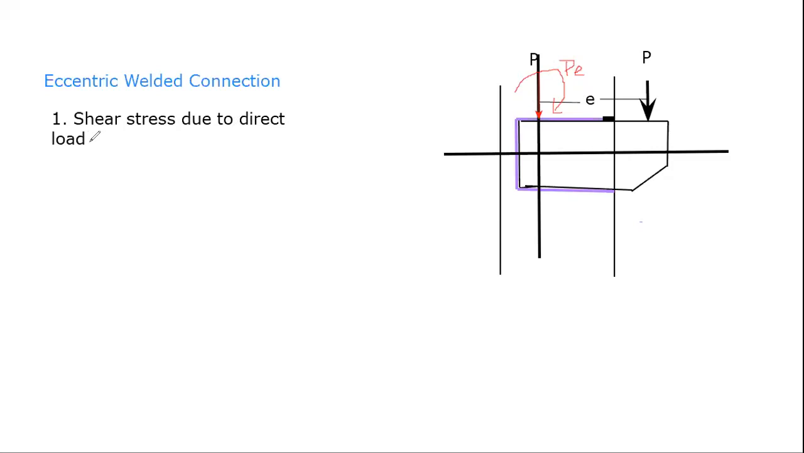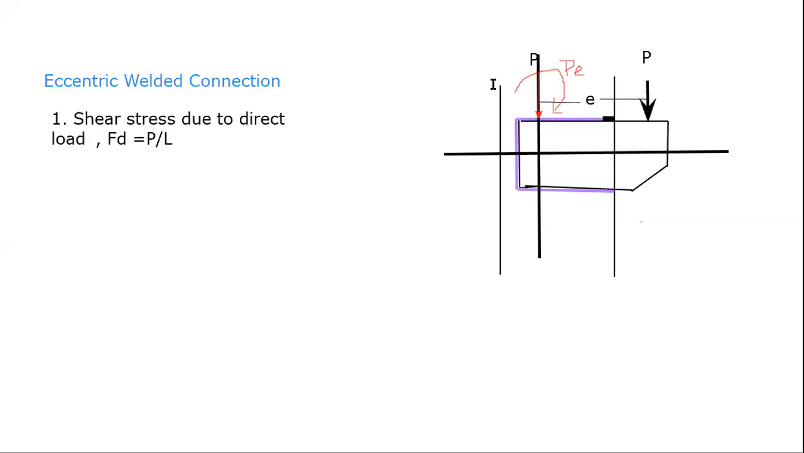Let us give the symbol as FD. This will be equal to nothing but the load which is acting on this member, the load per unit length of this weld. L is nothing but the length of the weld. What is the length of the weld? It is nothing but this length plus this length plus this length. So the direct force or the shear stress due to the direct loading is given as FD, which is equal to P by L.